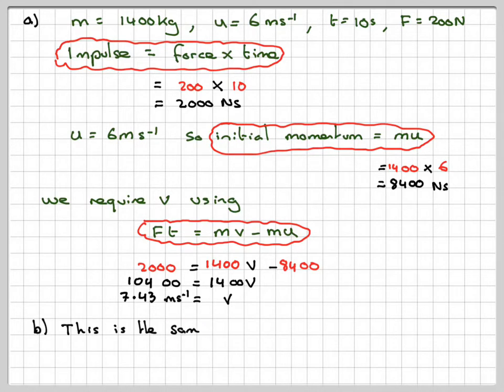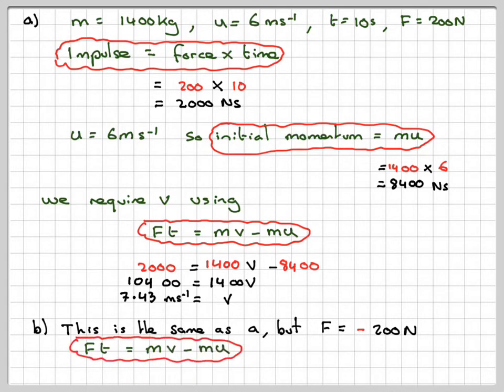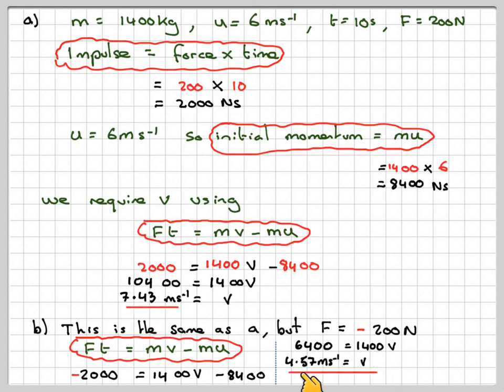When the force is in the opposite direction, it will be the same, but I'll take F as minus 200 newtons. So Ft will be mv minus mu. So minus 2000 will be 1,400 v minus 8,400. So it's the same as what we had up here, except we have now minus because it's going in the opposite direction. So taking that over there, adding, we get 6,400 is equal to 1,400 v, and therefore v will be 4.57 meters per second.